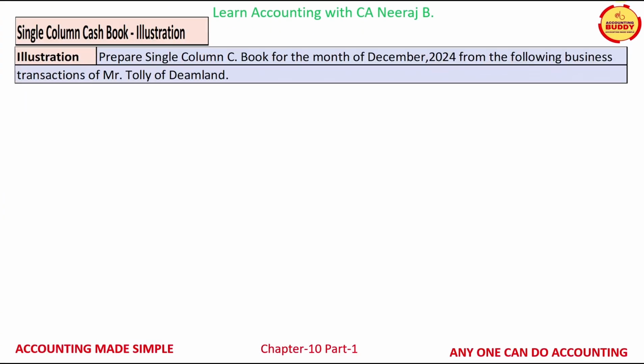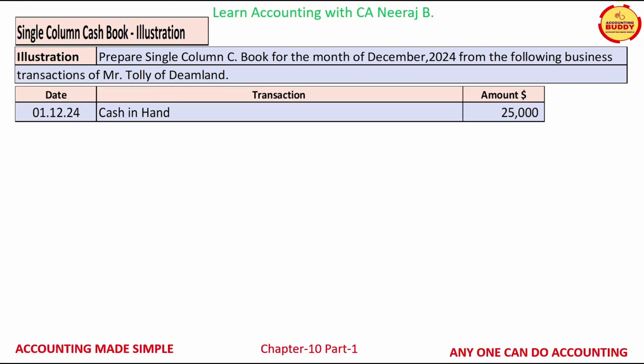Let us prepare a single column cash book for the month of December from the following business transactions of Mr. Tooley of Dreamland. Dreamland is the name of his business. Let us understand each transaction. In the beginning of the month, on 1st December, the business has an opening cash in hand balance amounting to $25,000. Cash in hand, being an asset, will have a debit balance and will appear on the left hand debit side of the cash book.